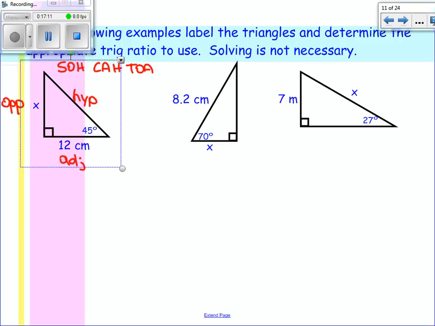All right. I've labeled my triangle properly. Now I circle the side length that I'm given. So which side length do we know already? The adjacent. So I circle it just to remind myself that I have that one. And then I circle the side length I want to find. I want to find my opposite because they've labeled it x. They're saying find x.